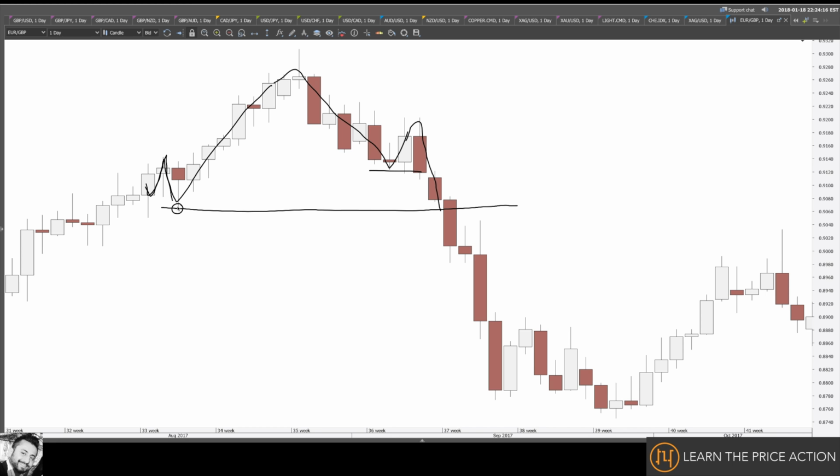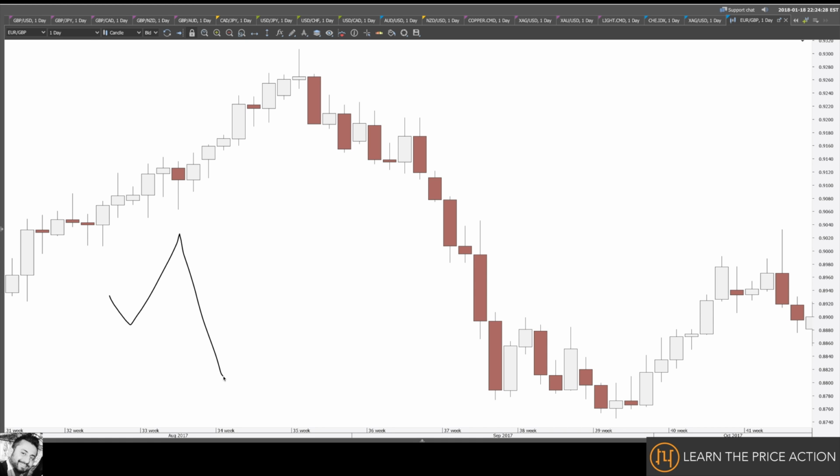Once this level is breached, and as I told you, if you have this level, for example, and the market comes down and breaches it, and right after this breach you have an inside bar, that's the time for you to go in the direction of the trend. So that's exactly what happened here. You have this bar that breached it, and then you have an inside bar here.